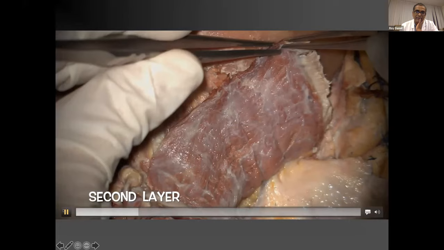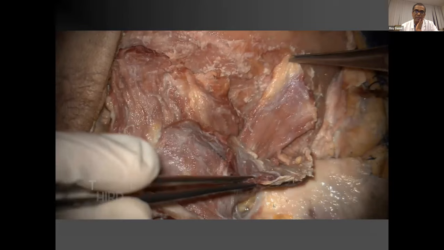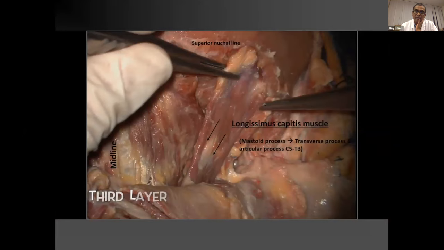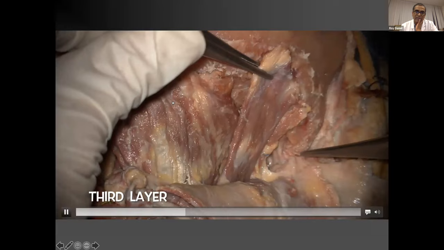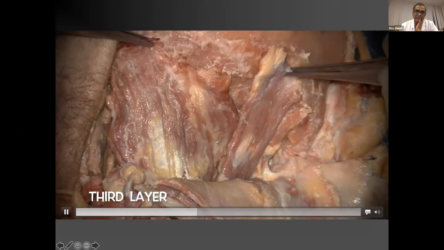And then as you move that muscle, you come to two important muscles, which represent the third layer. There you see the third layer, which is the longissimus, from the mastoid and going to the C5 to T3, and the semispinalis from the superior nuchal line that goes to the thoracic vertebrae, all the way up to the thoracic after the cervical. So this is the third layer.